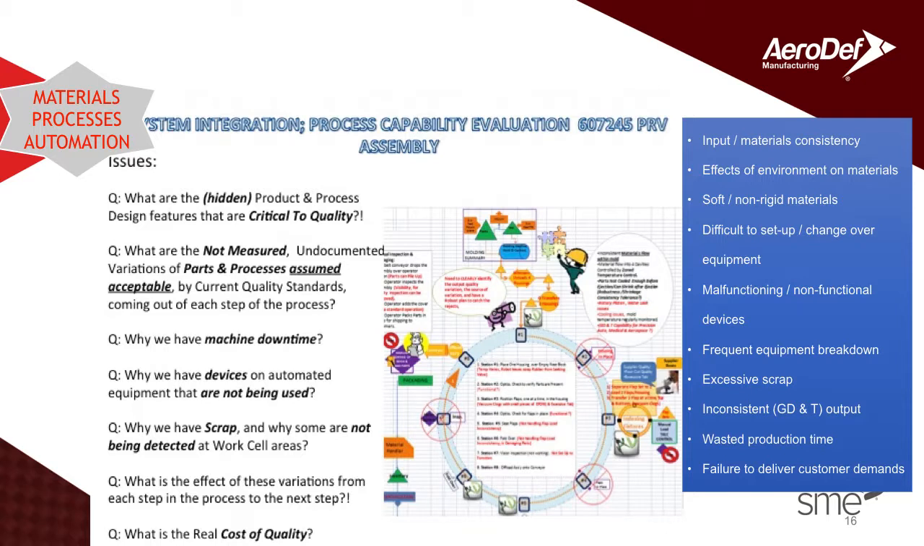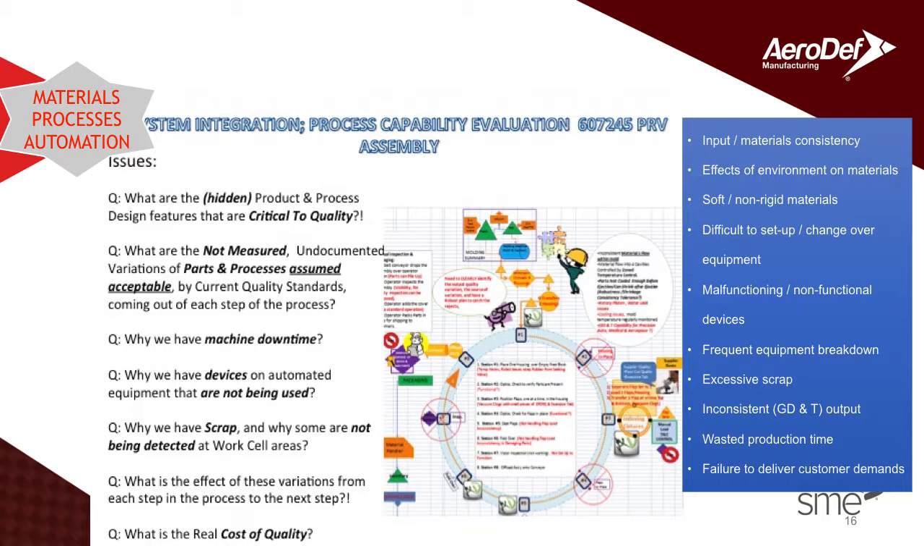This was where I was a project engineer trying to find out why the equipment was down so frequently, and I was looking at it. What are the hidden product and process design features that are critical to quality? It must have been something critical to quality. People didn't know what it was, and they were not taking care of it. And what are the not measured, undocumented variations of part and process assumed acceptable by current quality standards coming out of each step of the process?